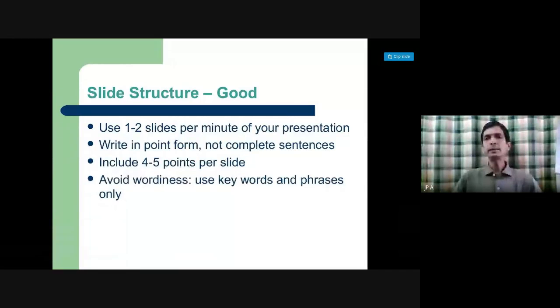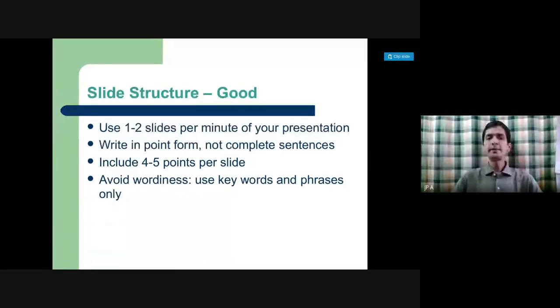Just because the idea that I discuss has 10 to 15 points, I should not include all that in a single slide. Split it into 2 or 3 slides and make slides very compact, small and easy to manage. It should be easy for the audience to understand. See, here also there are just 4 points in this slide.